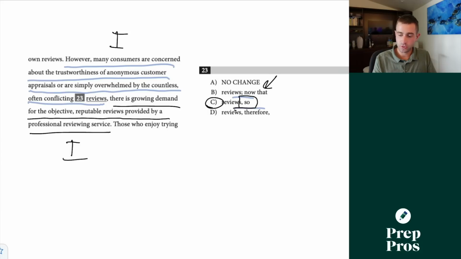Now, this is your kind of trap answer when you do not. Now that we have removed our independent clause here.